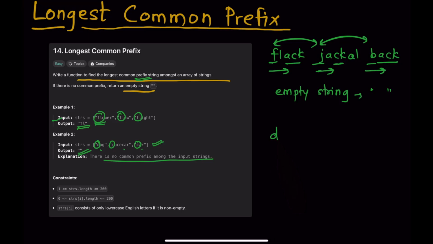What if the input was something like this? The first letter of dog and dig are the same, but the first letter of car is not equal to the first letter of dog and dig. That's why this will also return an empty string. I hope you have understood the problem statement. Let's move on to the solutions now.